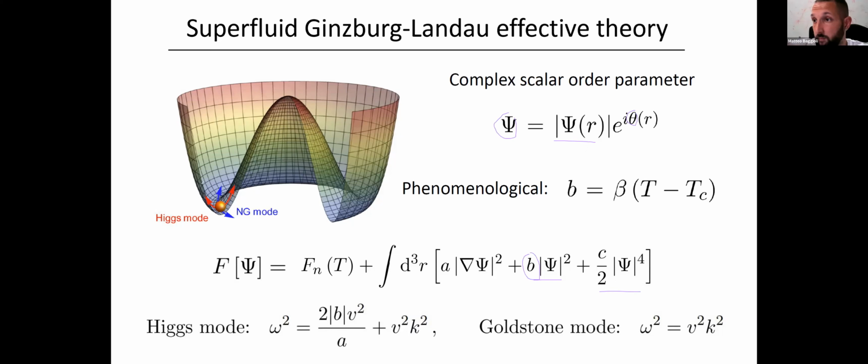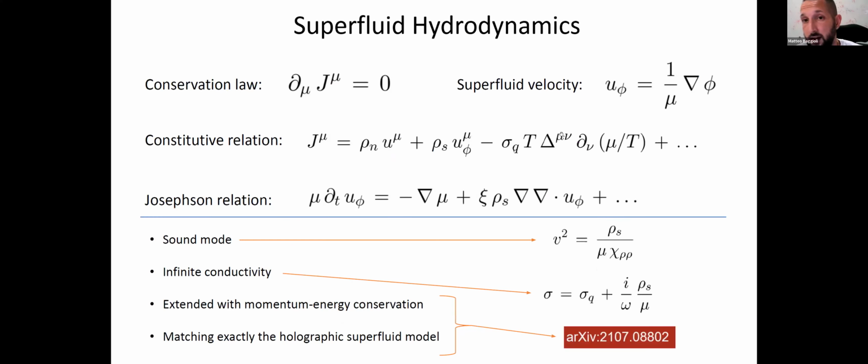One mode is the mode that brings me up and down this potential. This is a massive mode. And you can see why, because it has to bring me up the potential, so I need energy to go up. The mass of this mode is nothing else than the curvature of the potential here. But then there is another mode which is completely massless, it doesn't cost energy, and this is the mode that brings me around this Mexican hat, and this is the Goldstone mode. Now, this is all very clean, very clear. And then you can do more. You can actually study superfluids with hydrodynamics. This is basically a little sketch of what you do. It's again very well known.